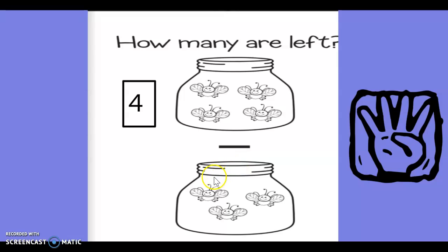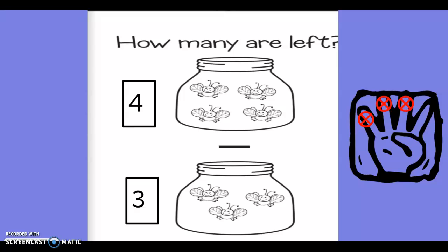Now, this jar down here is going to tell us how many bugs we need to take away, okay? So let's count how many bugs we need to take away. 1, 2, 3. So we need to take away how many? 3. So far, our number sentence would say 4 minus 3, okay? Now, we have our 4 fingers, and it said take away how many? Take away 3. So let's take away 3 fingers. Ready? That's 1, 2, 3. Okay? So now, how many fingers are left?